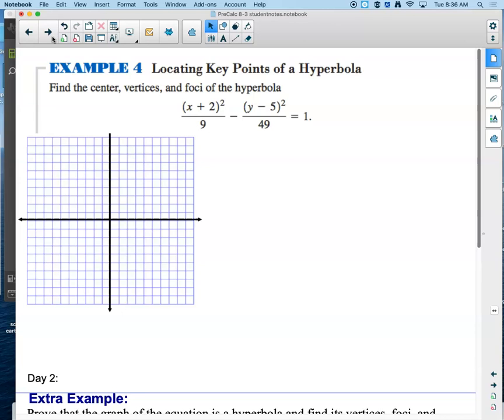So this one says locating key points of the hyperbola, and we want to graph this one. So find the center, vertices, and foci of the hyperbola. I'm going to warn you before you get ahead of me too far, because I know at this point some of you already have this and you're going through it. On this one, we're going to have to change the y-axis to go by 2's to fit this on there. I don't want you to find that out after you've already got everything graphed on there.